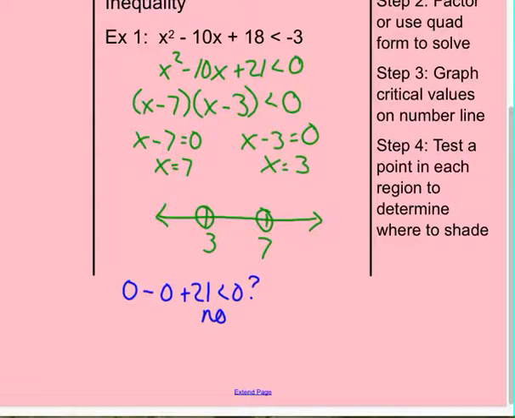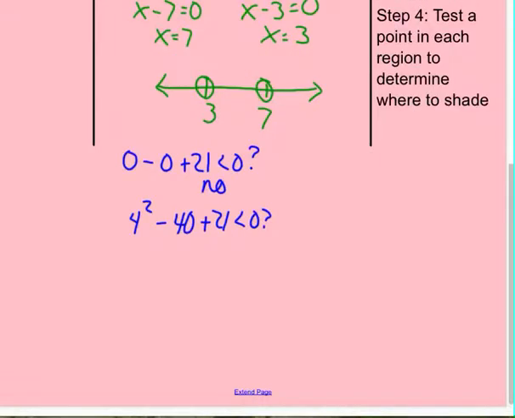So substituting 4 for x. Is 16 plus 21, which gives us 37 minus 40, less than 0? Yes. So we'll shade in between 3 and 7.